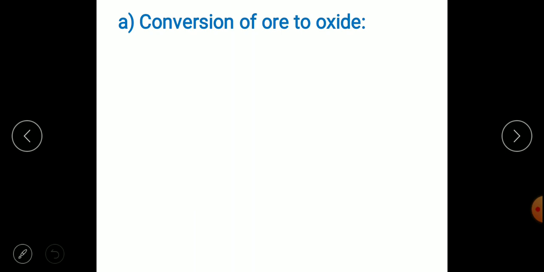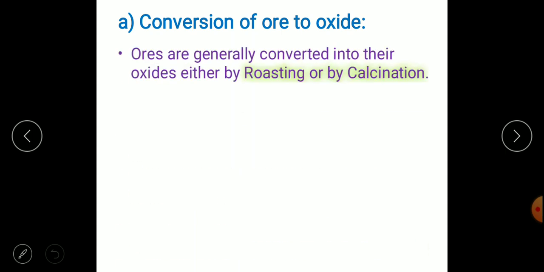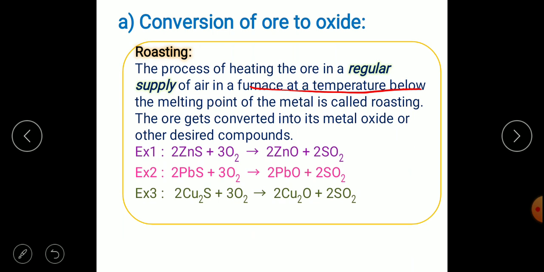So here in this conversion of ore into oxide, ores are generally converted into their oxide either by roasting or by calcination. So there are two different methods in order to convert the concentrated ore into their oxide. Some ores like zinc sulfide, copper sulfide, we have to convert into pure oxide. Therefore we are using these two methods. First one is roasting. So the process of heating the ore in a regular supply of air in a furnace at a temperature below the melting point of the metal, that is very important, is called roasting.